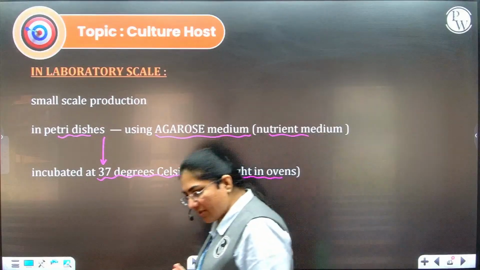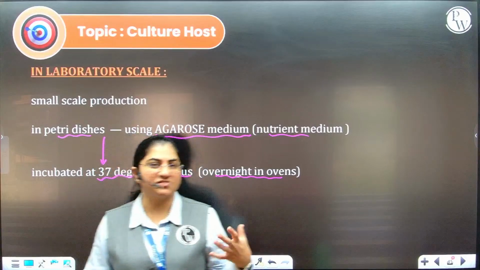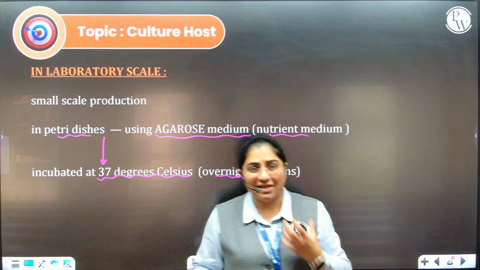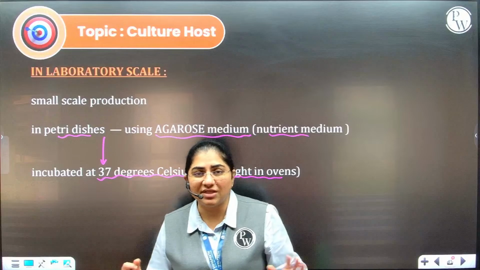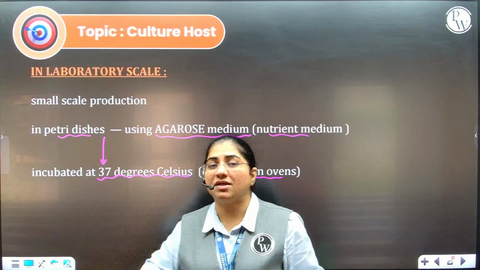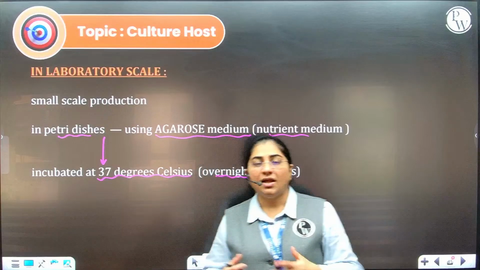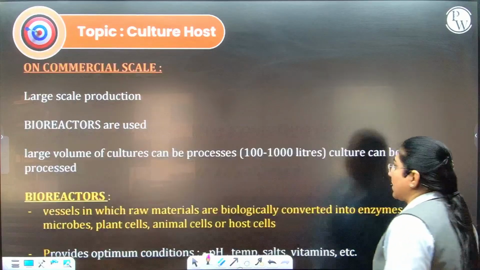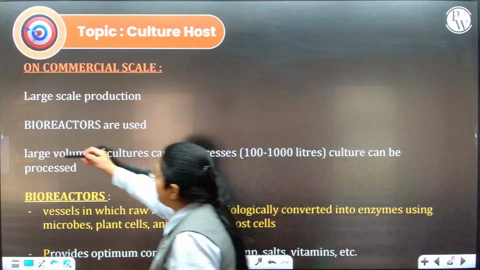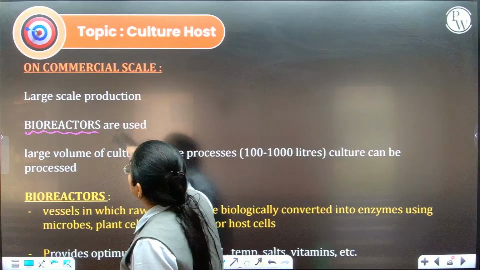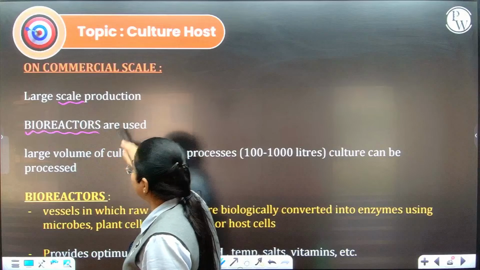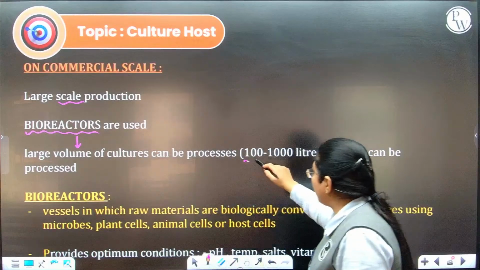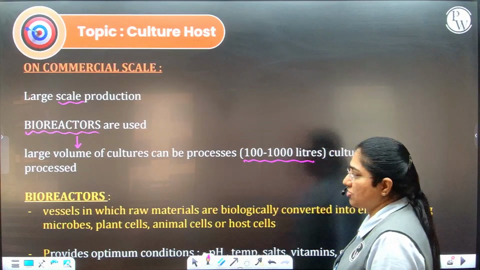Once we obtain these colonies, we can obtain the product from it, because these bacteria will now start to produce product. Once we obtain the product, we can do a trial testing method. Once it is seen that in the trial and testing phase it is absolutely safe for use, it does not have any harm, any side effects, any disastrous effect, we can then do it on a large scale. To produce it on a large scale, we are going to use certain bioreactors, which are instruments. So on commercial scale, large scale production, bioreactors are used. These will produce large volumes of cultures, approximately 100 to 1000 liters.